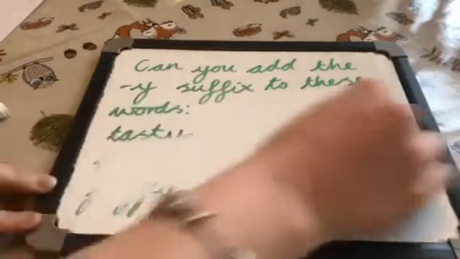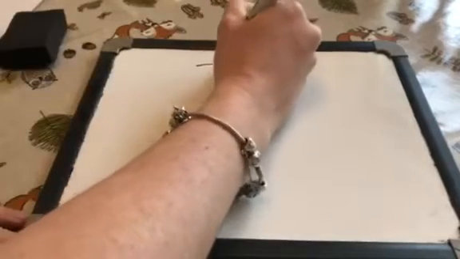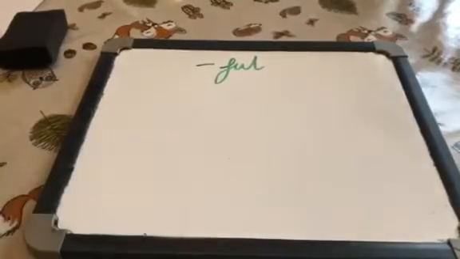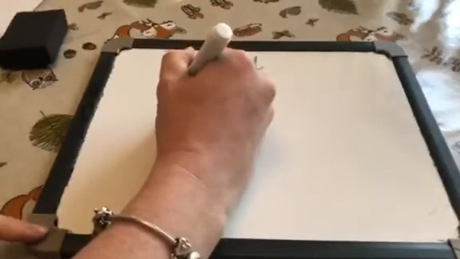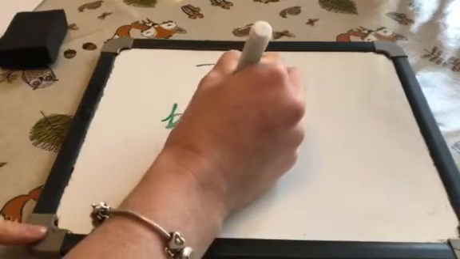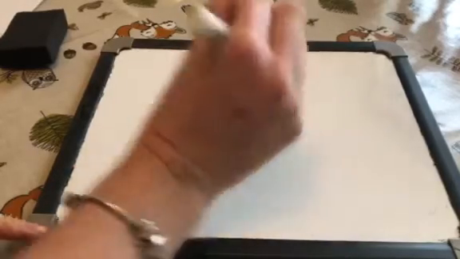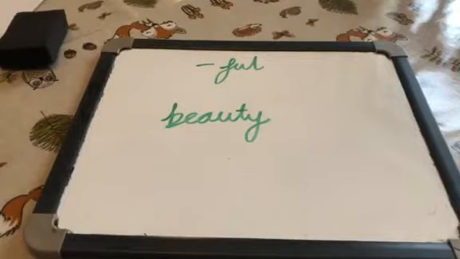Right, so this week we have been looking at adding the full suffix, F-U-L, to the end of words. And remember, a suffix is a letter or a group of letters that goes at the end of a word and changes its meaning. Have a think. I wonder if you know already what happens to the word beauty to turn it into beautiful. I wonder if you know.